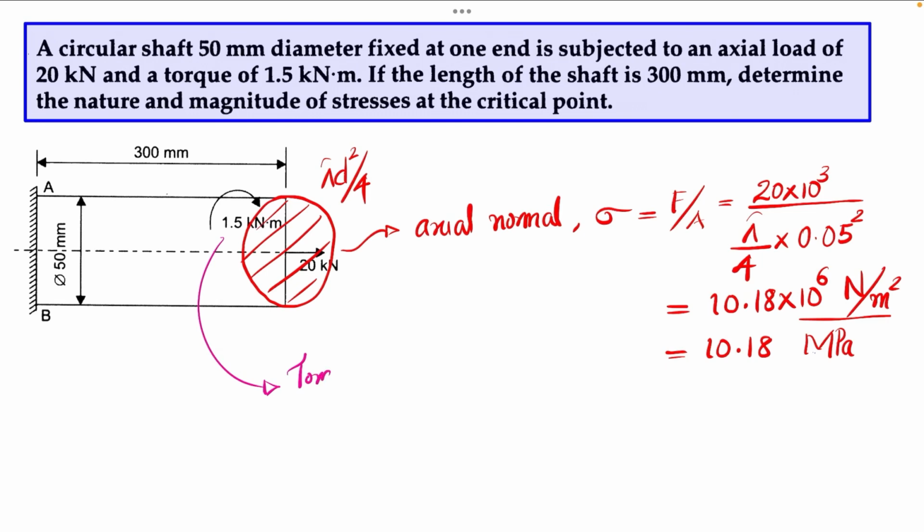And the next type of load acting is this torque. This is the torque, which I will call T. Due to this, torsional shear stress will be developed.